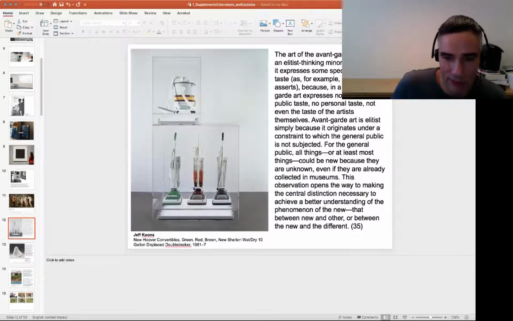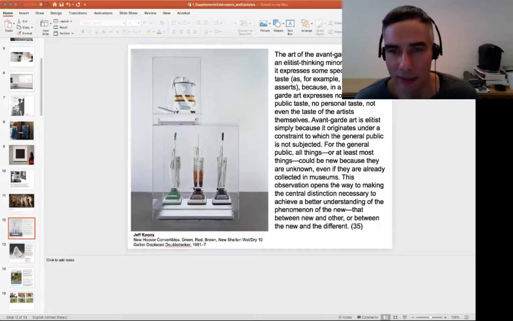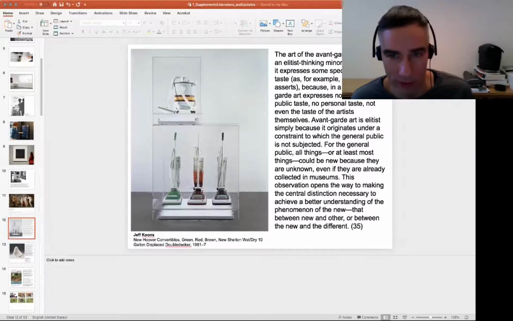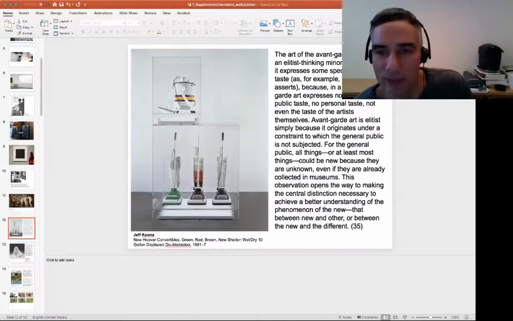But at the time, this was a way of keeping the museum from being a place where dead objects go to die, but these things are again frozen in time. So it plays with these ideas of temporality. So the art of the avant-garde is the art of an elitist thinking minority, not because it expressed some specific bourgeois taste, as Pierre Bourdieu asserted, because in a way, avant-garde art expresses no taste at all, no public taste, no personal taste, not even the taste of the artists themselves.